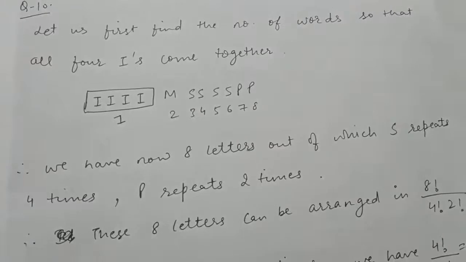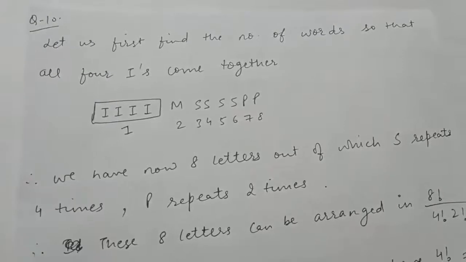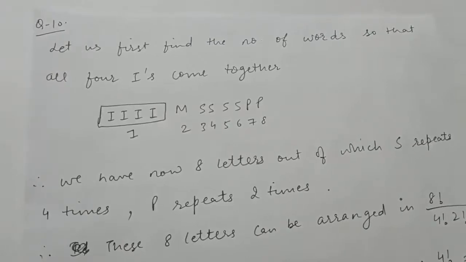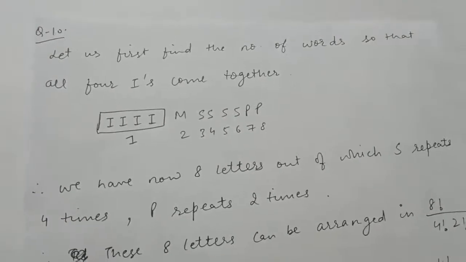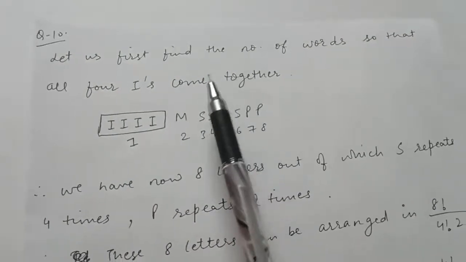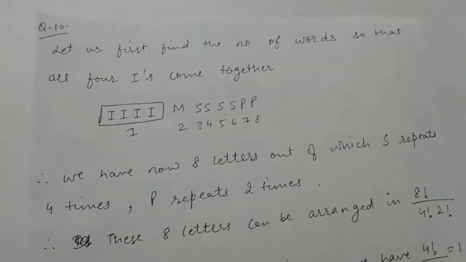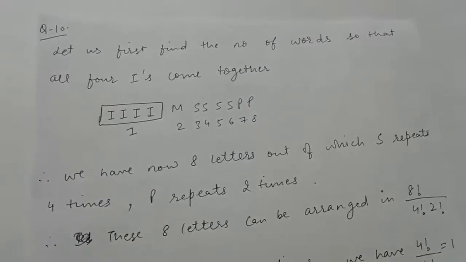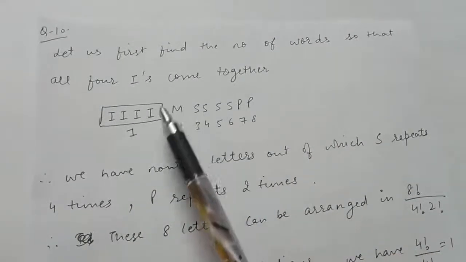Now in question number 10, they have asked: in how many ways of the distinct permutations of the letters in Mississippi do the 4 I's not come together? So they have asked that you have to arrange the letters of the word Mississippi in such a way that the 4 I's do not come together. So first of all we will find the number of words in which all 4 I's come together, right? And then we will subtract this number from the total arrangements, right? Then you will get the number of arrangements where the 4 I's do not come together, right?